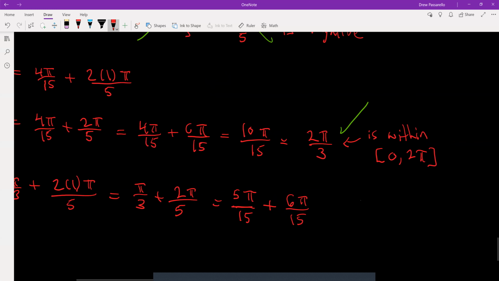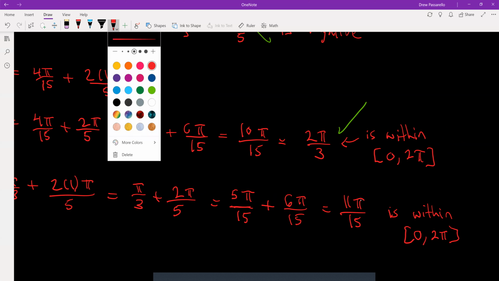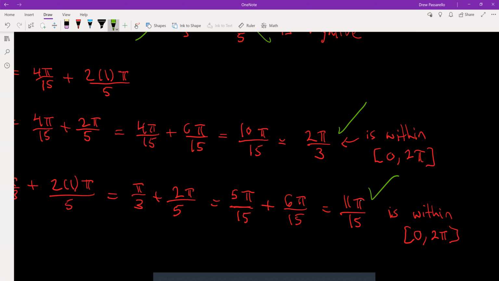5 plus 6 is 11. That's 11 pi over 15. And that is within our bounds. All right, so that one holds. So that means I have these two also part of my solutions.